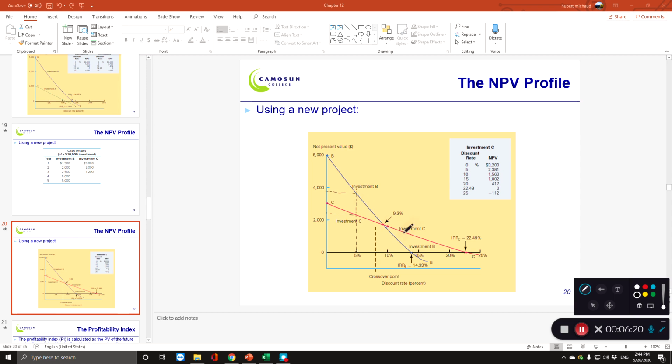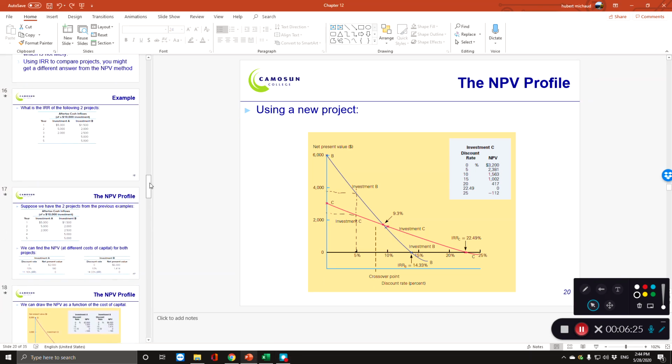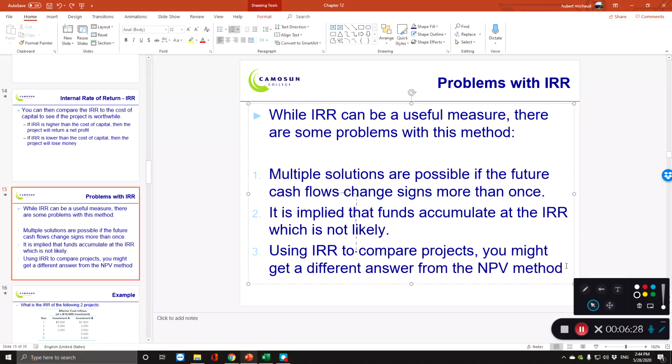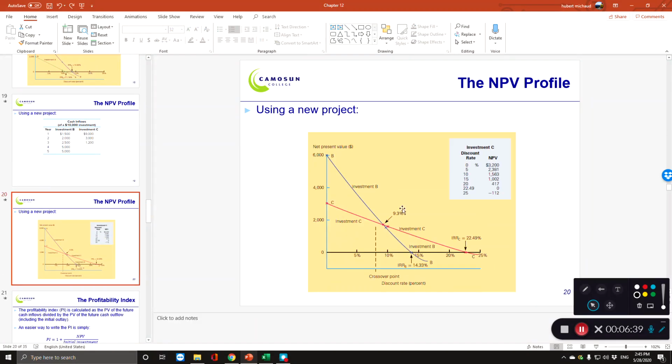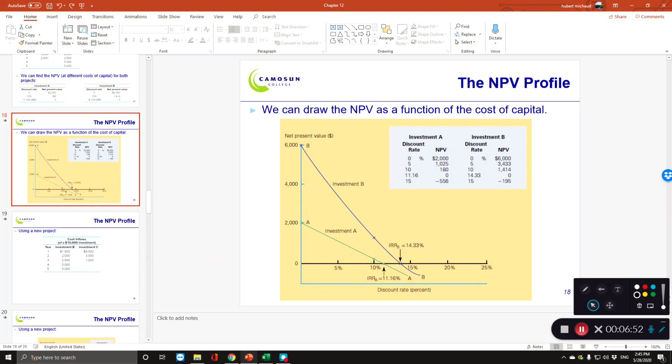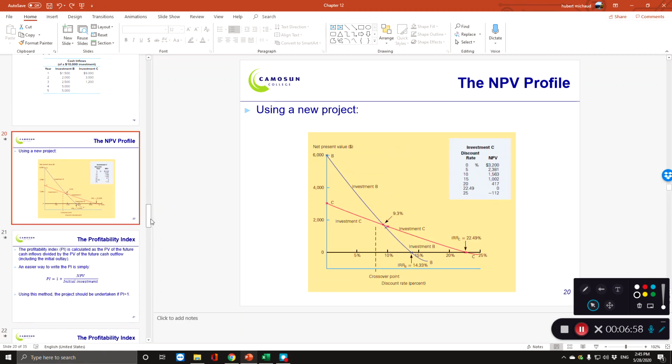Does that make sense? The problem, right, this is coming back to my third problem from using the IRR. The problem with using the IRR to compare projects is that if the two NPV profiles cross, like they do here, it is not clear which one of these two projects we should do. Okay, as long as the NPV profiles do not cross, using the IRR is totally fine. But if the NPV profile does cross, then it's a problem.